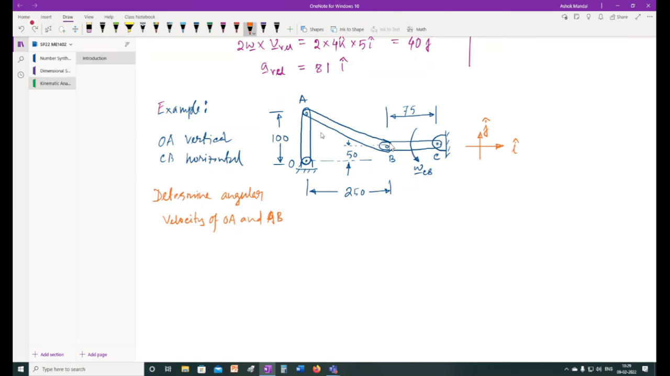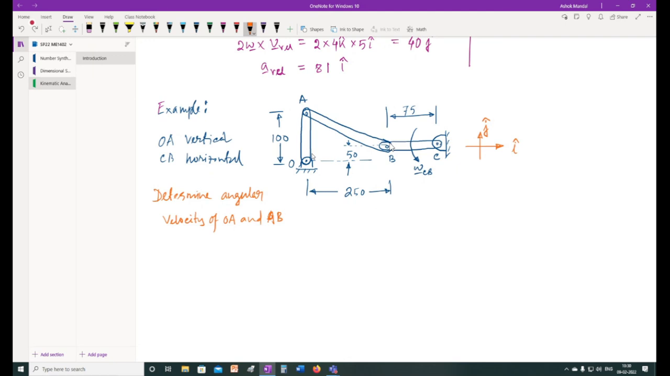We want to find the angular velocity and acceleration of these two links. First, we will find the angular velocities of these two links, and then we will find their angular accelerations. This is a mechanism where you don't have relative velocities, right? Can you see any relative velocity here? All the lengths are fixed. The distance between A and B is fixed. The length between B and C is fixed. The distance between O and A is fixed. So there will be no relative velocity or relative acceleration.